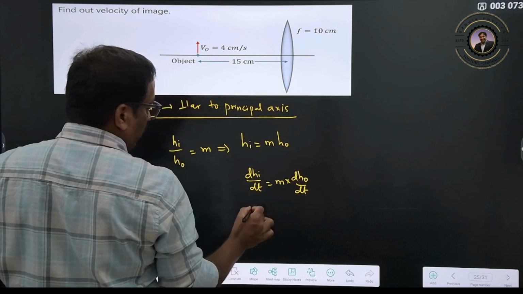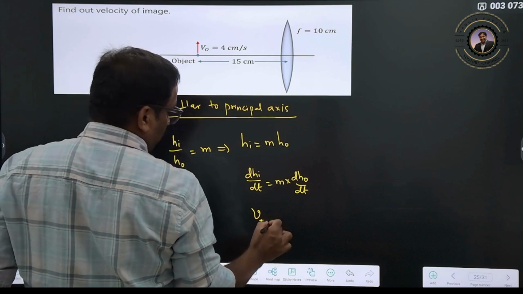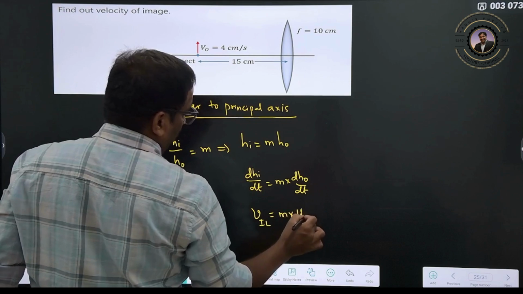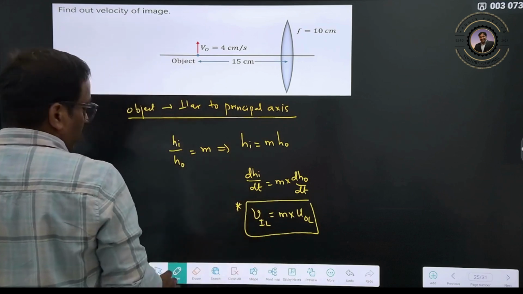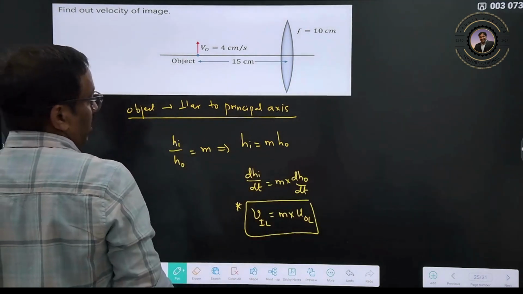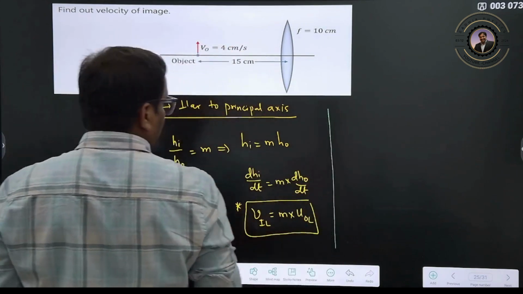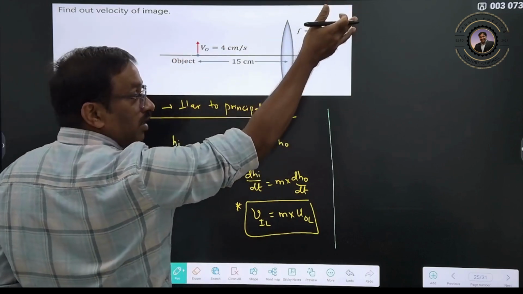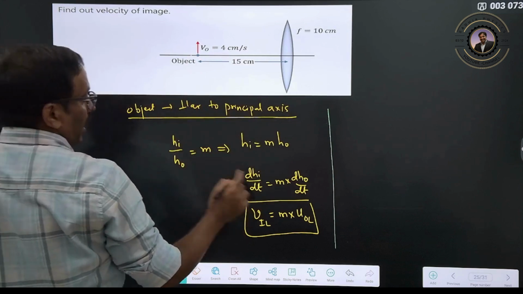Therefore here velocity of the image with respect to the lens will be equal to m into velocity of the object with respect to the lens. Here the lens is not moving, clear. Now here magnification is not squared, but if the object is moving along the principal axis, magnification squared will be there. Here magnification will not change now. So we can calculate the magnification now.